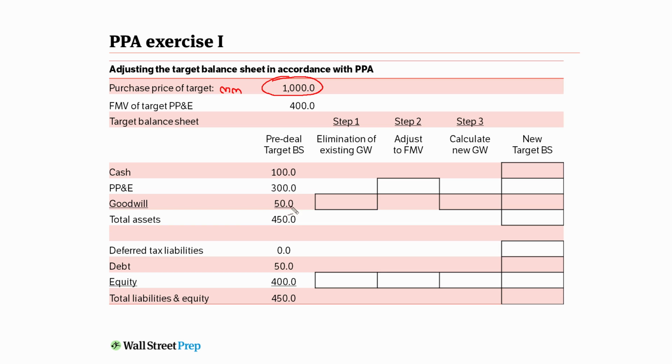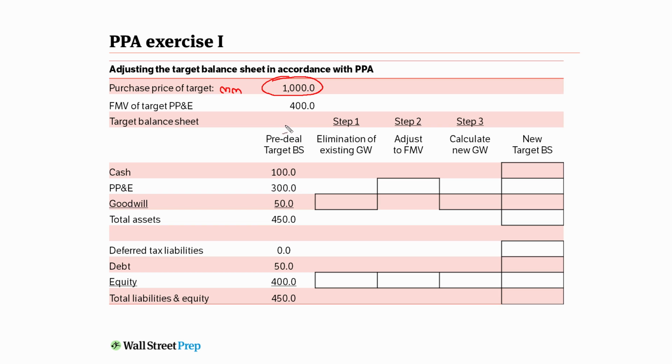And you have some pre-existing goodwill from presumably prior acquisitions that the target had made, not the acquirer, but that the target had made, and it's just sitting on the books at $50 million. You also have 0 deferred tax liabilities. You'll see why we have to deal with that in subsequent videos. Let's say you have 0 right now, keep it simple. Debt of 50 and the remaining being the equity value. So assets equal liabilities and equity.